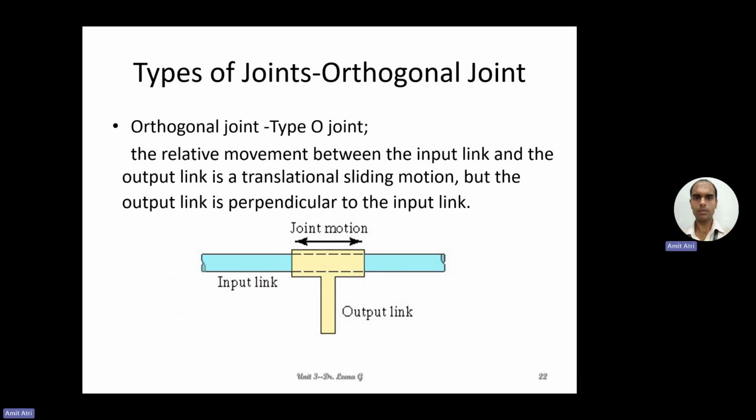Another type is the orthogonal joint, or the T joint. Here the relative movement between the input link and the output link is a translational sliding motion. Here also left and right. The output link can move only in these two directions, a translational type of motion. But the axis of the output link is perpendicular to the input link. The output link and input link axes are at 90 degrees.